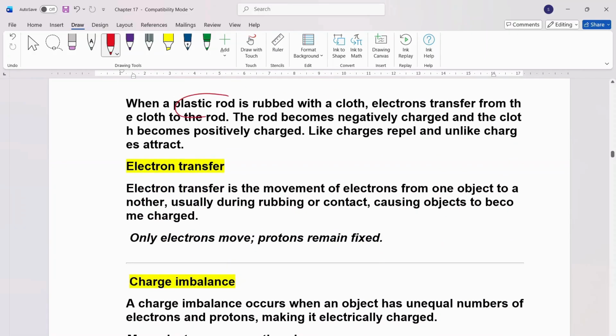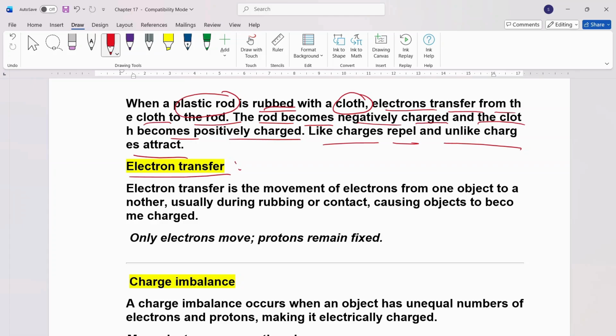When a plastic rod is rubbed with a cloth, what happens? Electrons transfer from the cloth to the rod. Then the rod becomes negatively charged and the cloth becomes positively charged. Like charges repel and unlike charges attract.